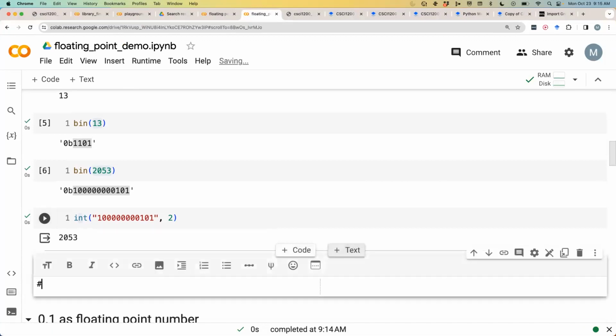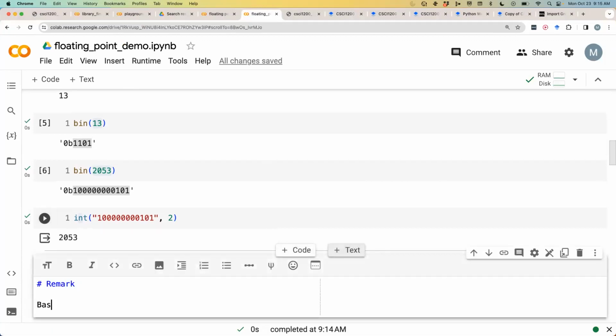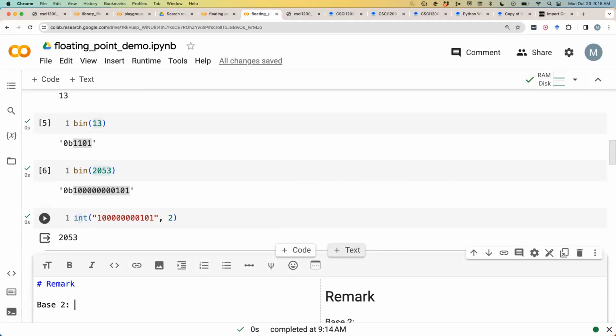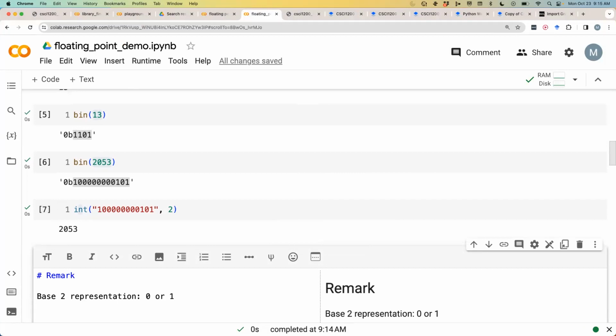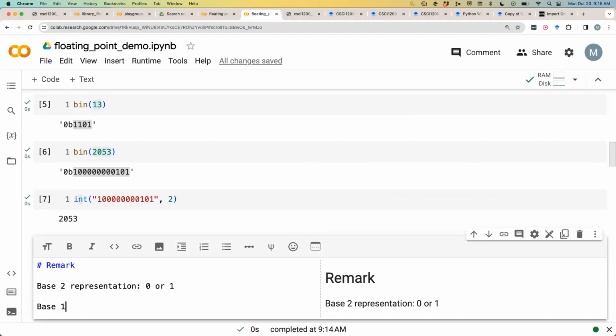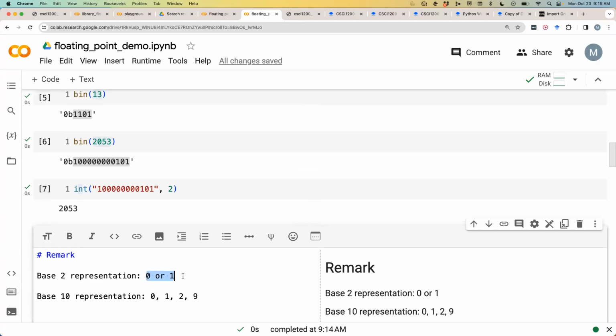Just a quick remark. Base 2 representation can only take digits 0 or 1 because it's base 2. Base 10 representations can only take 0, 1, 2, all the way to 9. From 0 all the way to 9, there are 10 digits. We start counting from 0 and end at 9, so there are 10 digits. That's a base 10 representation.